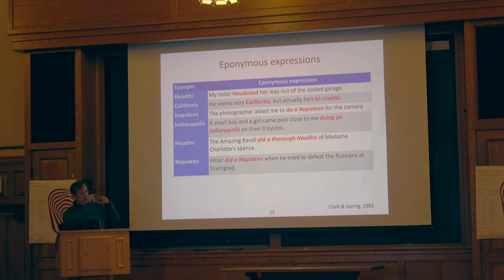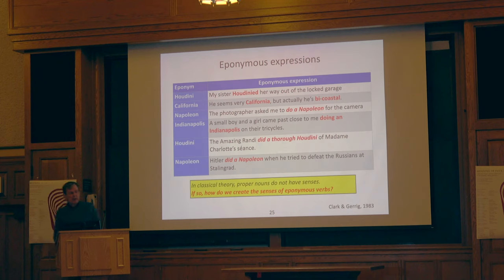You could even say suburb of Napoleon here. The point here is that these are all derived from proper nouns, and proper nouns in the classical sense do not have senses. You can't say that the word Herb Clark, for example, has a sense. It's just something that refers to me directly. This is one of the old theories. Actually, it depends on which language you talk to about exactly how you want to account for these things. It is not trivial. You have to know the history of Napoleon, Houdini, and Indianapolis to even remotely figure out what these words mean. And that has to be part of your common ground.